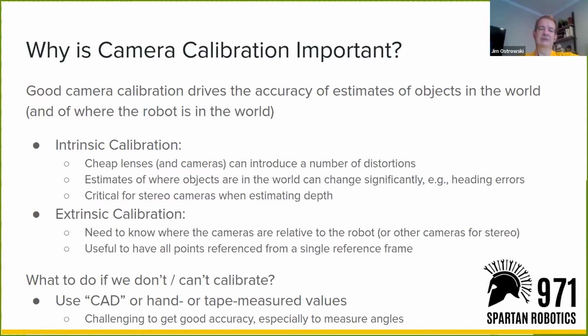If you're trying to track a ball, for example, and your heading is off, it really can drive large errors in your estimate. And I'll talk a little bit about what we do if we can't have an automated calibration procedure. The typical approach is to use what I'll call CAD values. You measure with a tape measure where things are, or use your CAD model to figure out where things are relative to each other. For example, where the camera is relative to some reference frame on your robot. And similarly, there's things you can do with intrinsic camera calibration to use just the default values if you can't measure them directly.